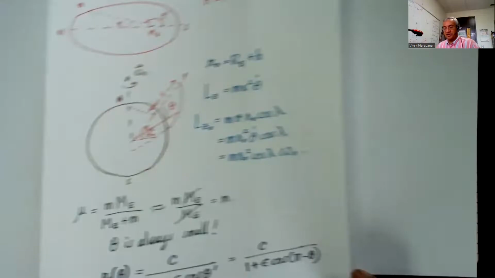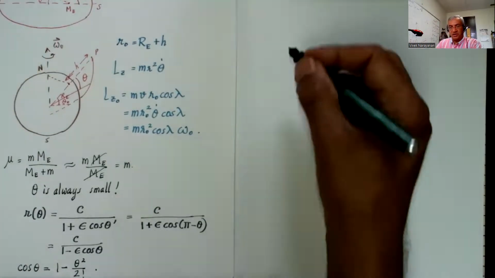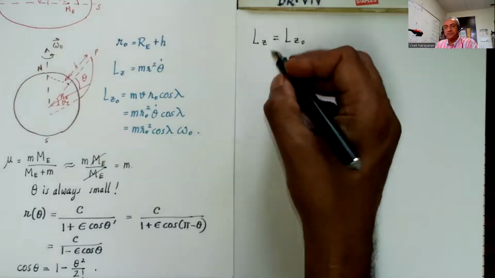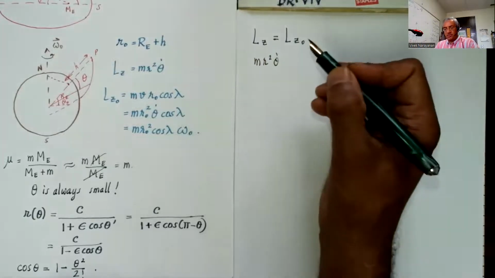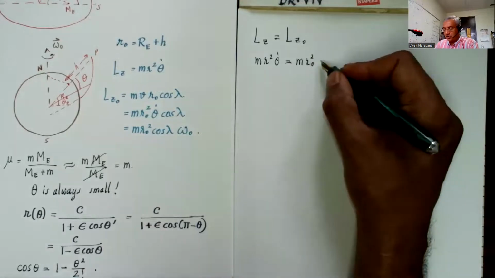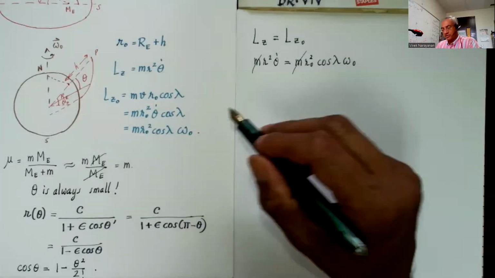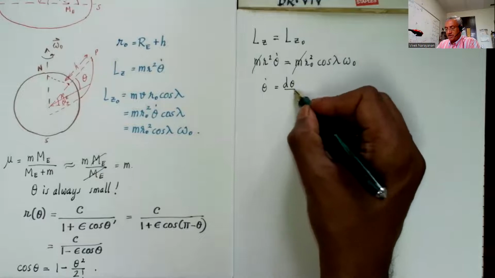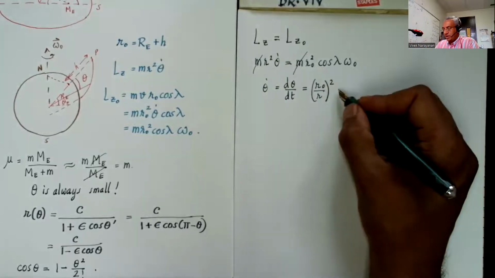All right, next, let's look at the angular momentum. The conservation of angular momentum gives me that the angular momentum at any time is equal to the initial angular momentum, Lz naught. The angular momentum at any given time is m r squared theta dot. And that's equal to Lz naught, which is m r naught squared cosine lambda omega naught. So the m's cancel out. That's Galileo's result. That mass cancels out. And so I have theta dot, which is basically d theta by dt. Well, that's going to be r naught over r, the whole thing squared, omega naught cosine lambda.